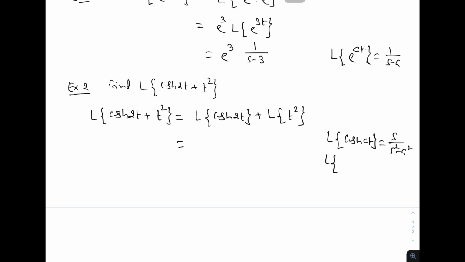Laplace transformation of t power n, n is a non-negative integer, is n factorial upon s power n plus 1. So this is nothing but s over s square minus 4, here a is 2, plus 2 factorial over s cube. So this is the answer.